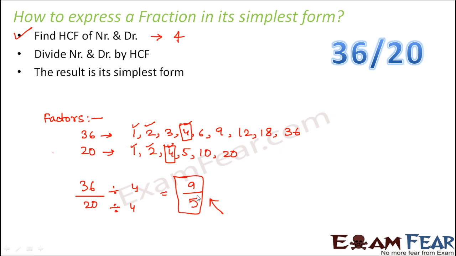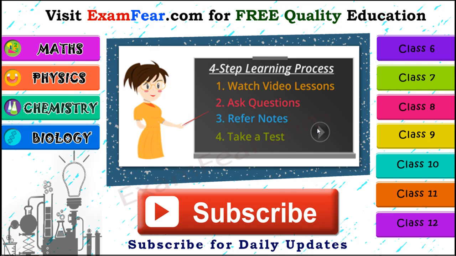Now, whenever you have to decide whether two fractions are equivalent or not, this is the best way to do that. You just find out the fraction in its simplest form. If both of them have the same simplest form, that means they are equivalent. If not, then they are not equivalent.